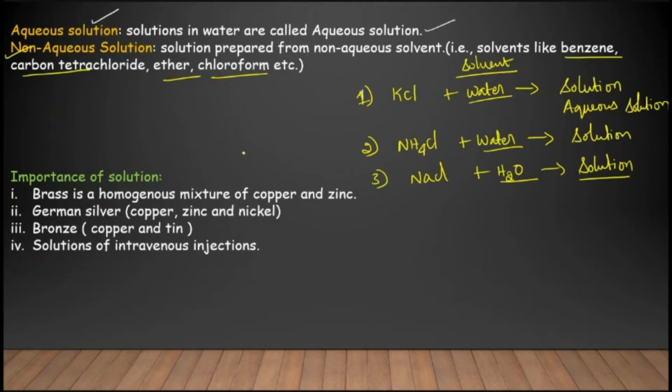So why do we need to study about the solution so much in this chapter? And what is the point in understanding this solution? So there are a lot of applications of this solution.